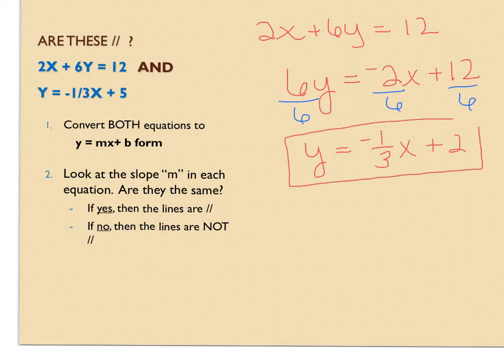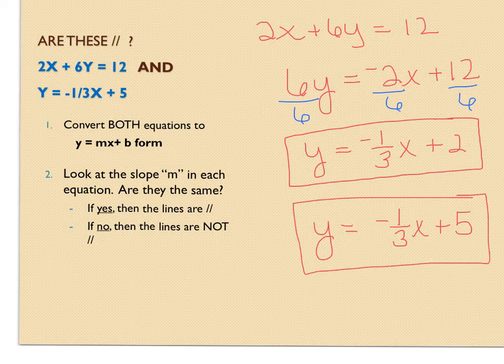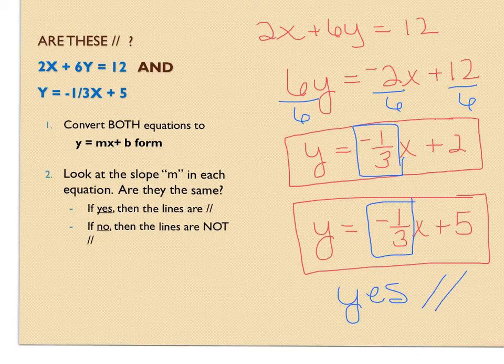Notice how I went ahead and reduced my slope, all in one step. So now I can compare my two equations and look specifically at my slope. I have the same slope. I have negative 1/3 for both equations. I have a negative 1/3 slope. So yes, these are parallel. They're moving at the same rate, and I can see that just by looking at the slopes of their equations.